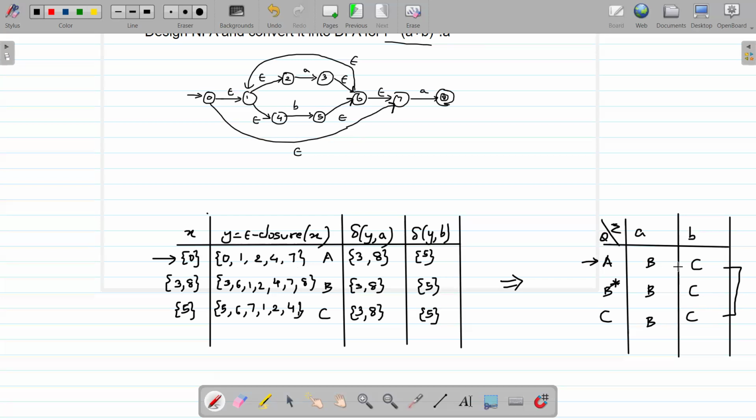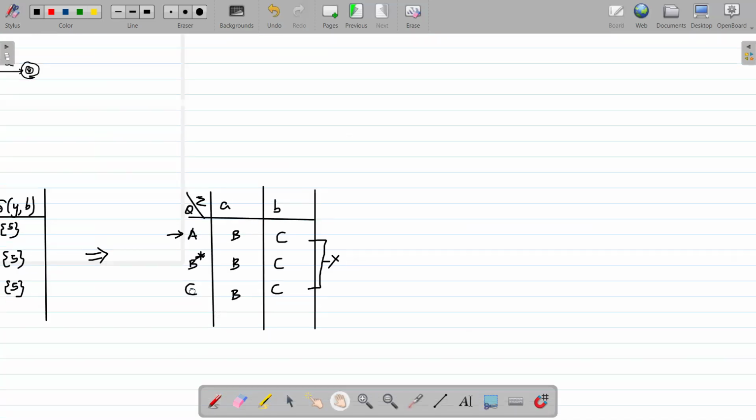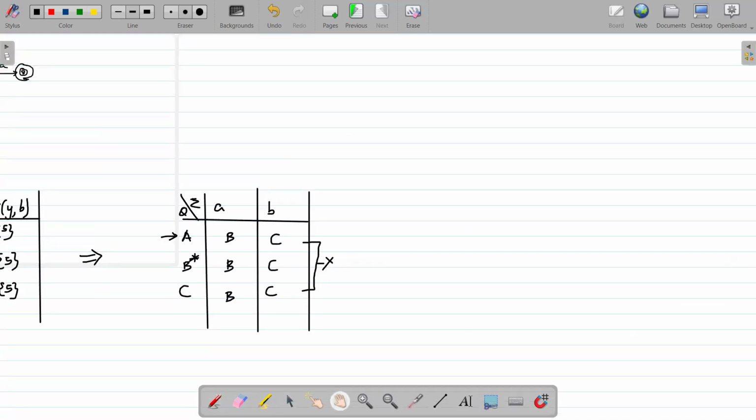So merging is possible if we have the same transitions and they are either both non-final or both final. Suppose we were having D as a state with the same transition, we could merge B and D. In this case, D is not there. A and C is possible. We rename it as X. So we have to draw another transition table, which will be a minimized version of this.